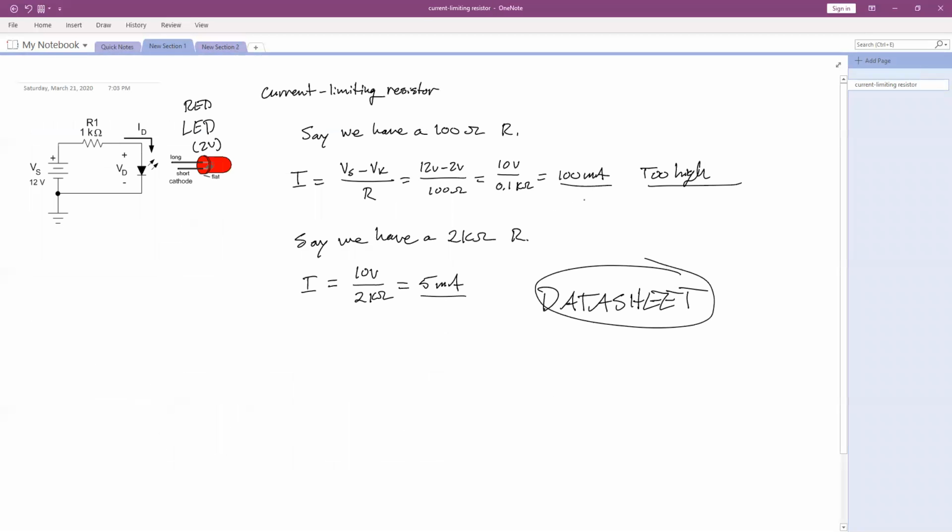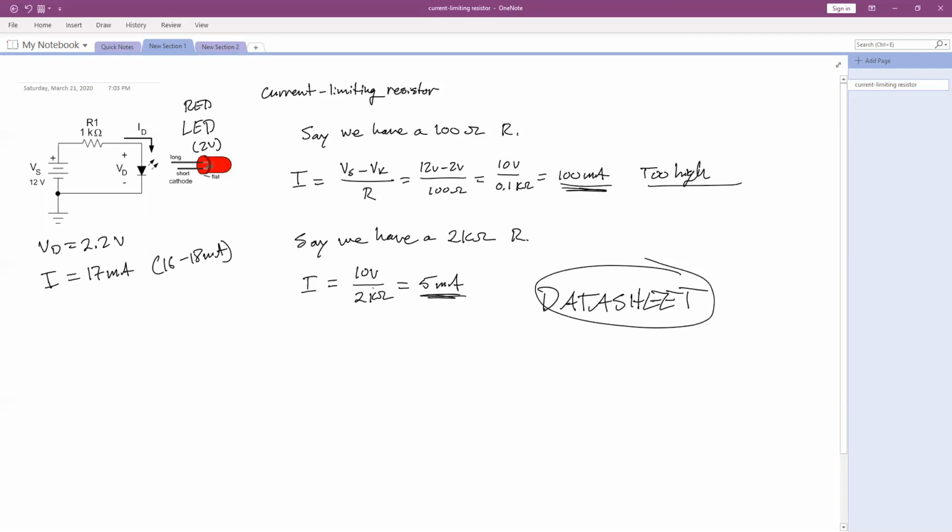And that's how I know that 100 milliamps is way too high and 5 milliamps is way too low for our LED. So what we need to do is figure out an appropriate resistor value to give us a safe current value. We know what the voltage is, Vd is 2.2 volts, and we know what the current should be, and that should be about 17 milliamps. And our safe range is 16 to 18 milliamps.